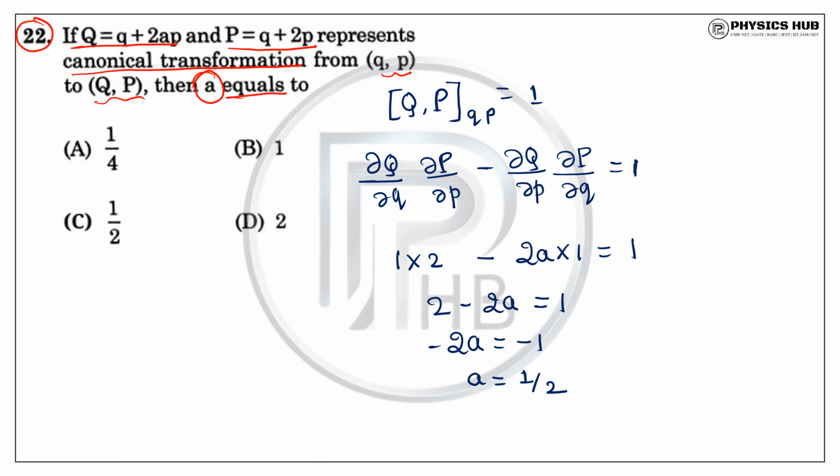The canonical transformation condition is that the Poisson bracket of Q comma P is equal to 1. So differentiate with respect to q and p, and we will get a is equal to 1 by 2. So this is in option C. Option C is the correct answer.